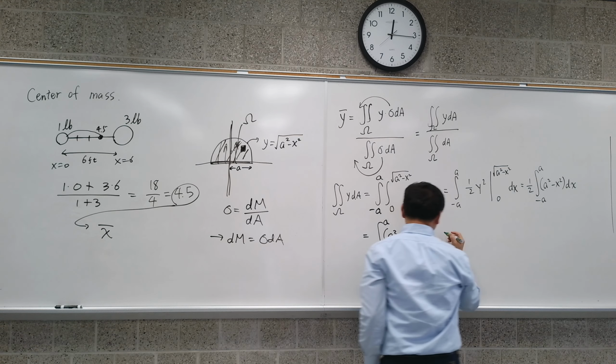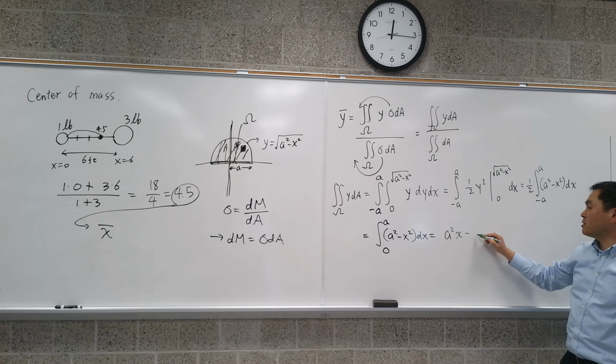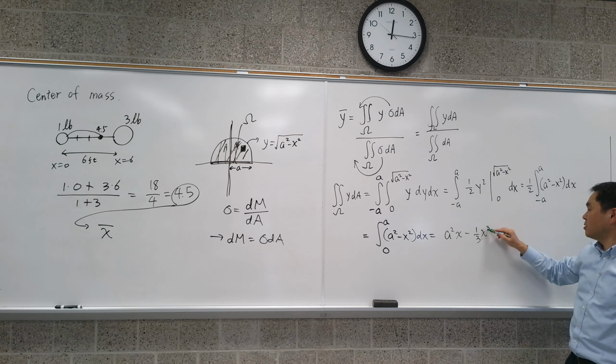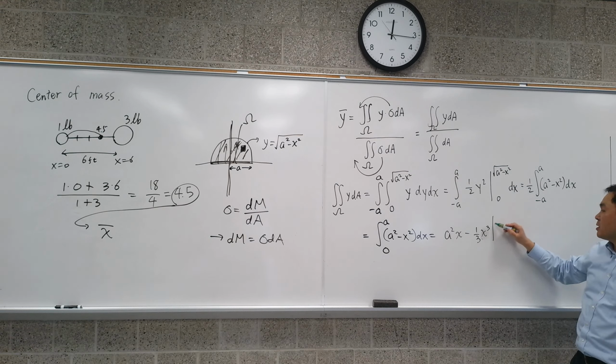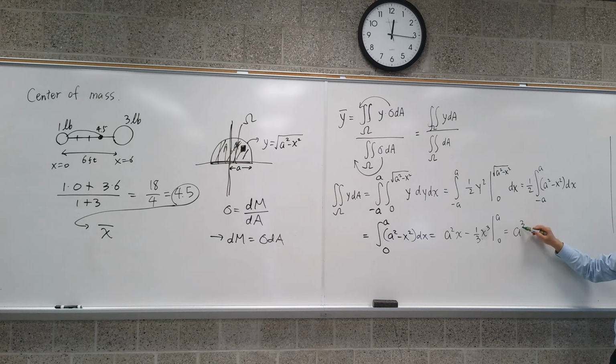Its integral will be a squared times x minus 1/3 a x cubed. Then you plug in a and 0. So you get a cubed minus 1/3 a cubed, which is 2/3 a cubed.